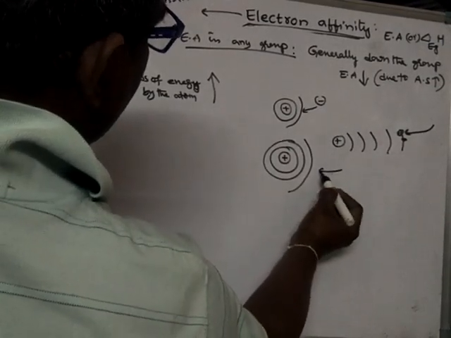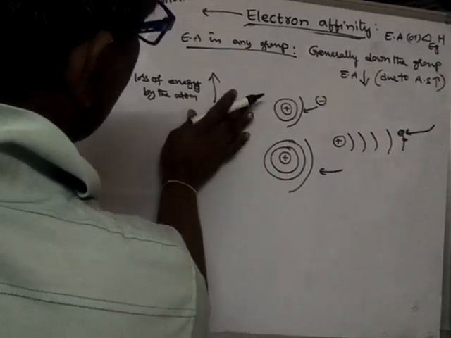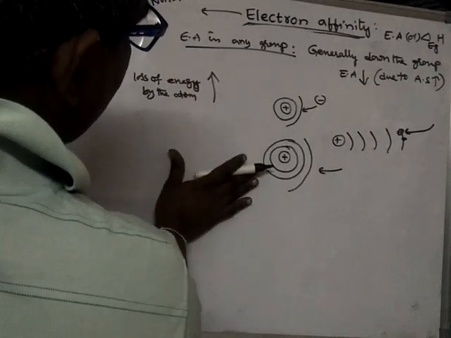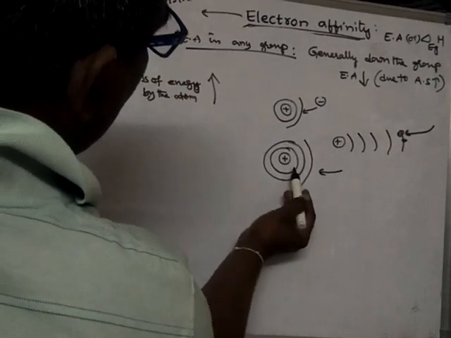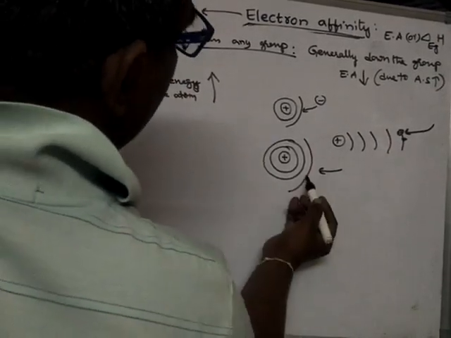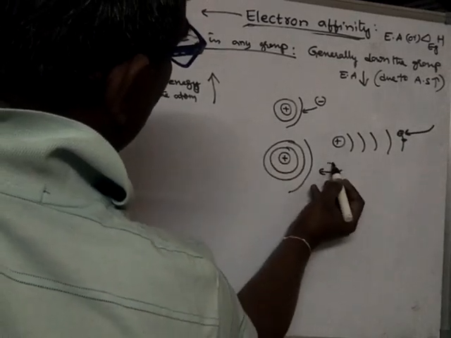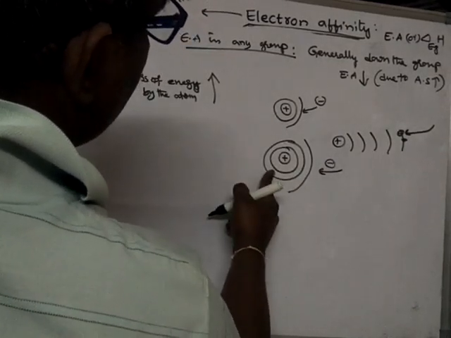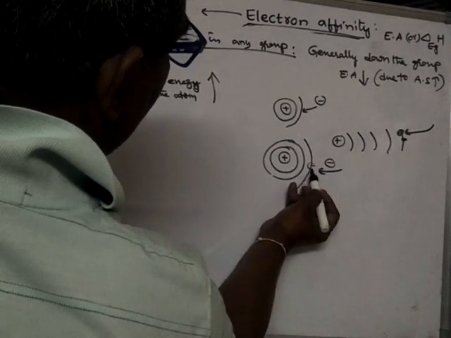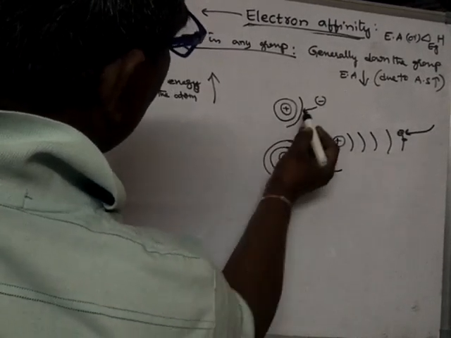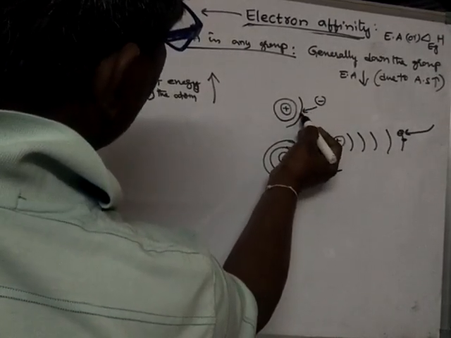So compared to this atom, the size of this atom is more because one more orbit is added. So if you want to add an electron into this atom, the added electron will be far away from the nucleus when compared to the electron added into this atom.